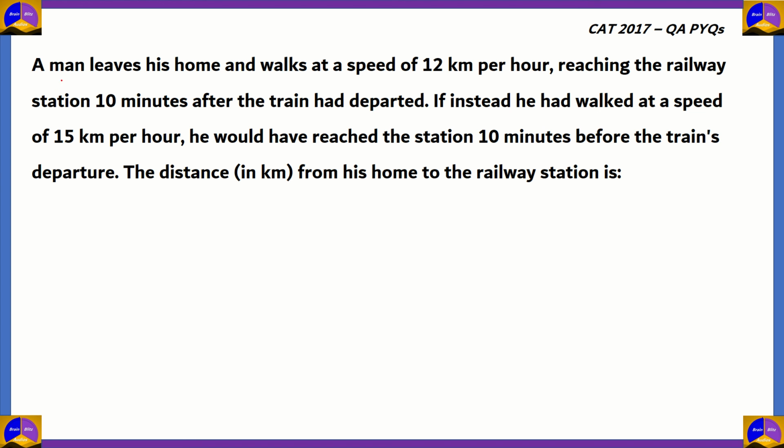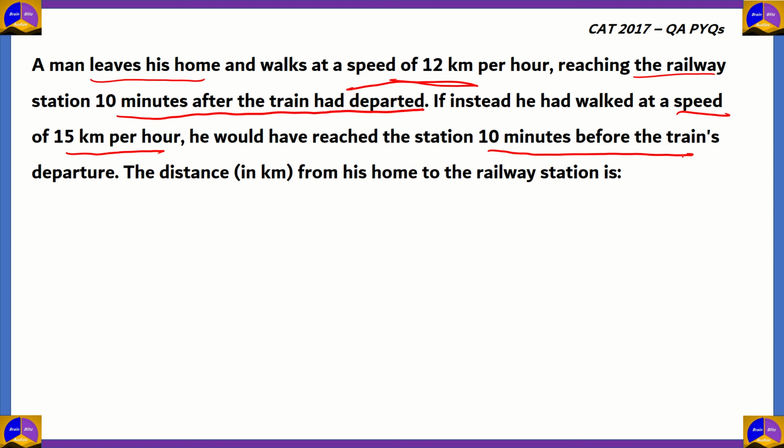Now, let's look at this question. A man leaves his home, walks with a speed of 12 kilometers per hour, reaching the railway station 10 minutes after the train had departed. If instead he had walked at a speed of 15 kilometers per hour, he would have reached the station 10 minutes before the train's departure. We need to find the distance in kilometers from his house to the railway station.